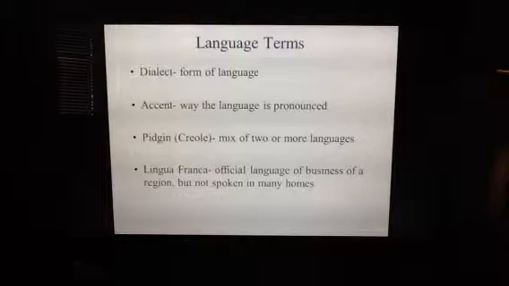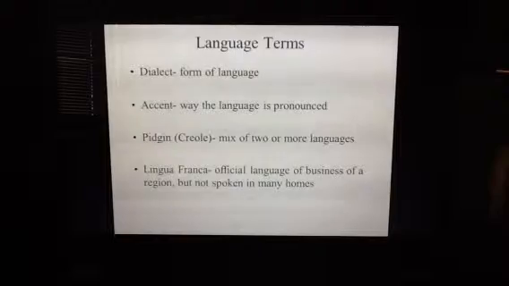Accent is the way we pronounce those words. Like the word fine. If I were to say the word fine like this, no big deal. If I say fine like this, a little more Australian accent, or fine like this, that's a Southern accent. Those are just the way the words are pronounced.